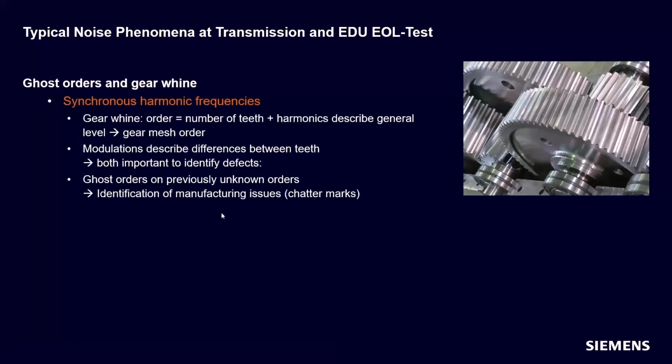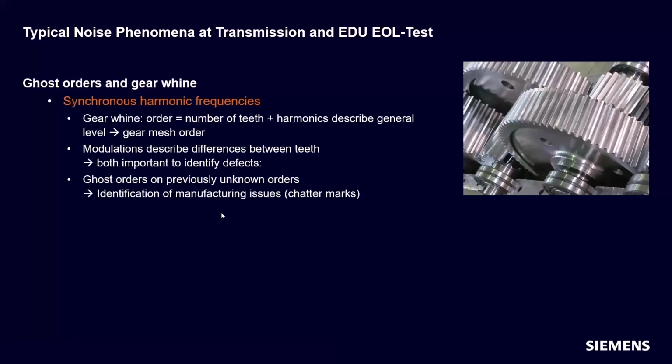If you look at the tooth gears, ghost orders and gear whine are things that we have to talk about. Gear whine simply happens if the shape of the teeth of a tooth gear is not inside of the tolerances. Then the noise or the vibration emitted from the tooth gears is higher than usual, and we hear a kind of gear whine. That's not only a comfort criterion, it also shows us that the shape of the teeth is not right, and that this may lead to damage after some 100,000 miles.